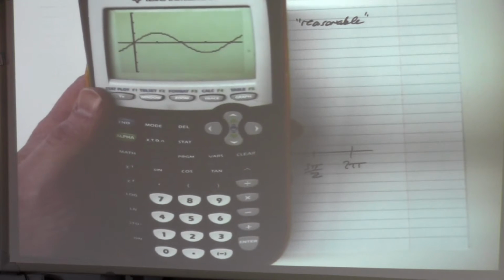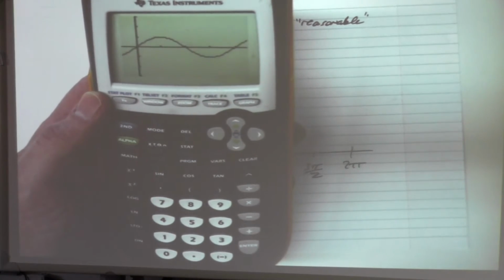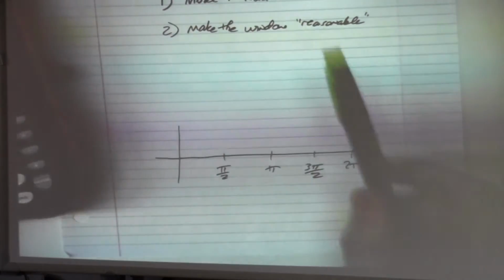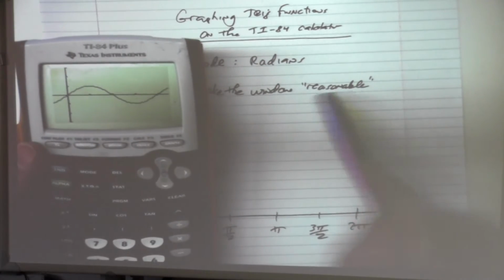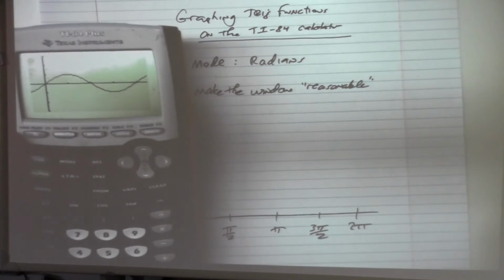A much more focused sine curve, starting there, going up there, and over to there. That's how you do a sine curve. You want to make sure that your mode is in radians and that the window is a more reasonable one. It doesn't have to be this one, but it can be.